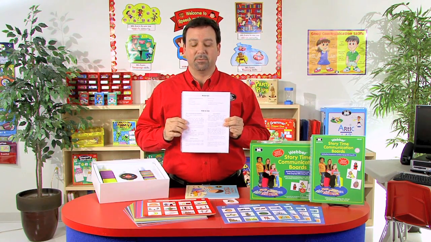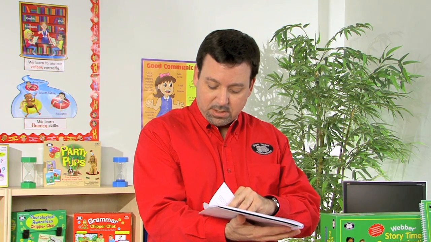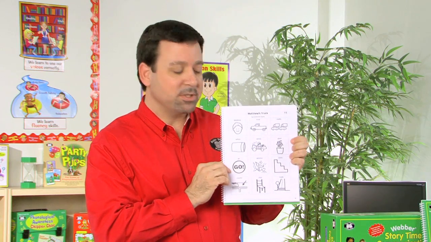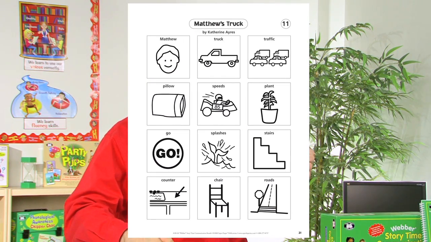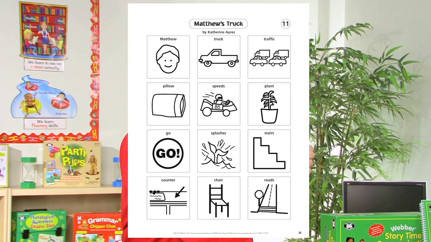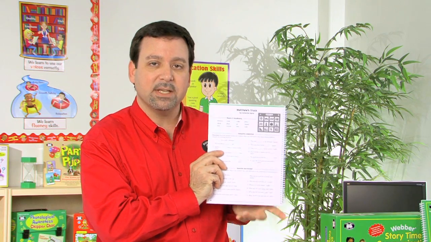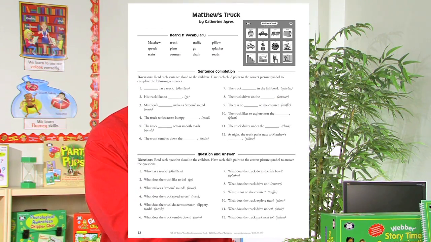This is going to let us choose the variation of the game that we want to play depending on the student's ability levels. So with our book being Matthew's Truck, we'll go to those pages, and here you'll find the vocabulary pictures for Matthew's Truck. These pictures will also be the same pictures you'll find on our picture cards as well as on all 4 of the individual game boards. After we've reviewed the vocabulary with the students, we have the vocabulary words listed once again, and now we have our sentence completion activities and our question and answer activities that are here on the first page.